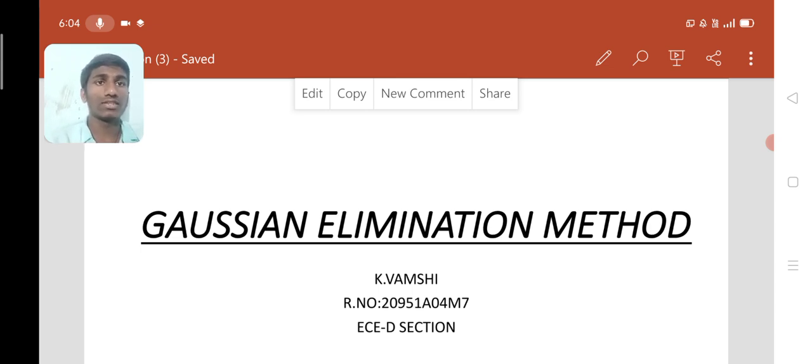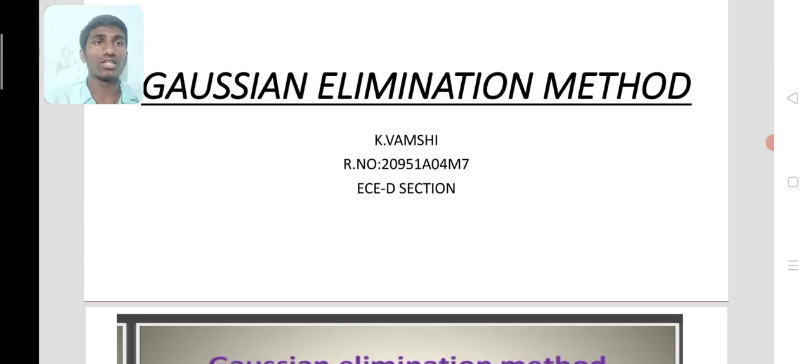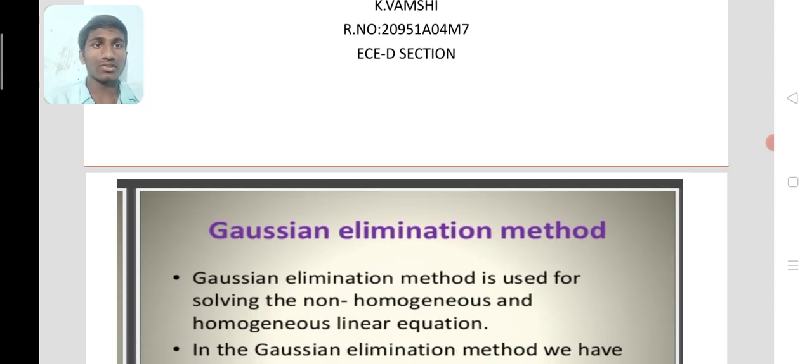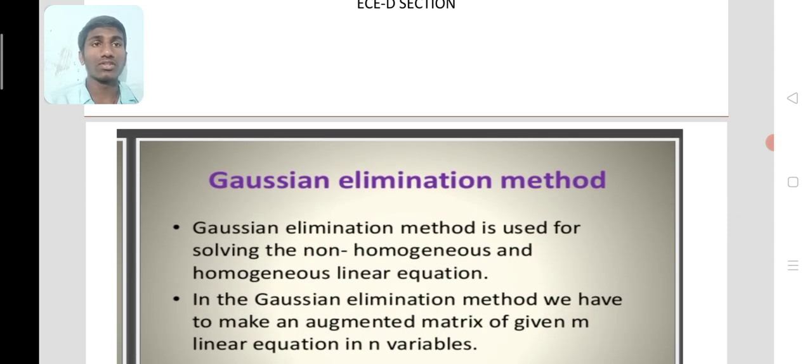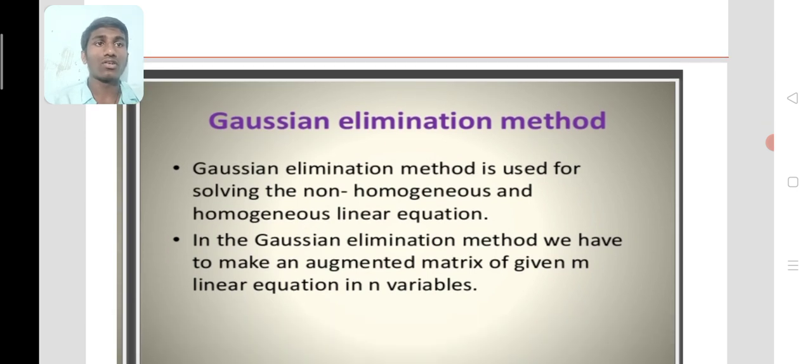Today I am going to discuss the Gaussian elimination method, which is a part of mathematics. Let me explain what the Gaussian method is and how it is used to solve homogeneous and non-homogeneous linear equations. First of all, we have to know what the Gaussian elimination method is. It is a method used for solving non-homogeneous and homogeneous linear equations.